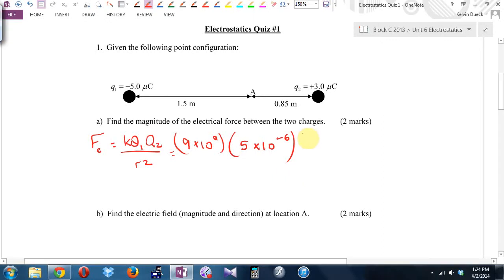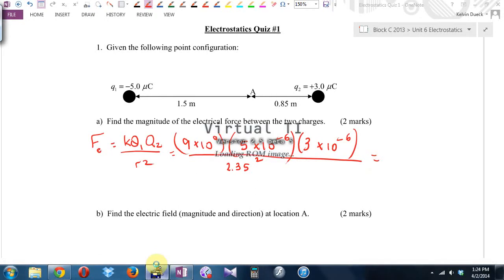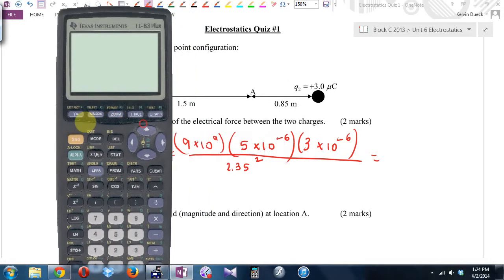Okay. The second charge, 3 microcoulombs. The 2 most common prefixes that I'll be using this unit are microcoulombs and millicoulombs. Over, careful. 2.35 meters, is that right? Yeah? Now it's plug and chug. I probably won't give you one quite this easy on the written.